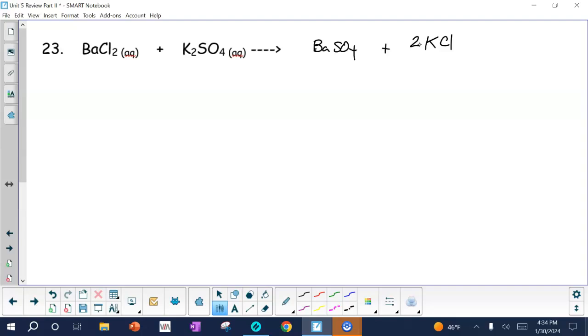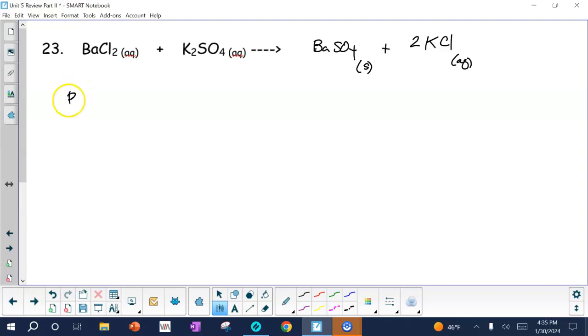So I look at my solubility table. I look and see where barium and sulfate intersect, and you'll notice that it says it is insoluble, so I need to mention this is a solid product. When I look at potassium and chloride, it says that it is soluble, and so that's aqueous. Now it's just the same as the other problems.